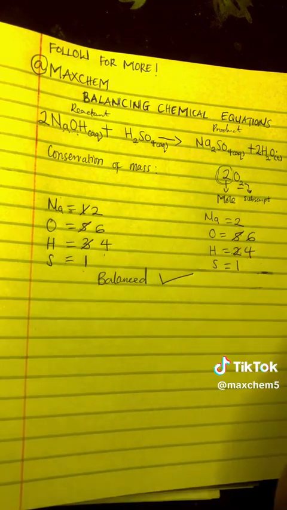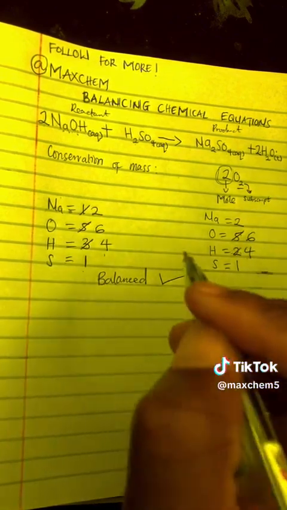In balancing chemical equations, the only thing you have to do is to alter the number of moles.